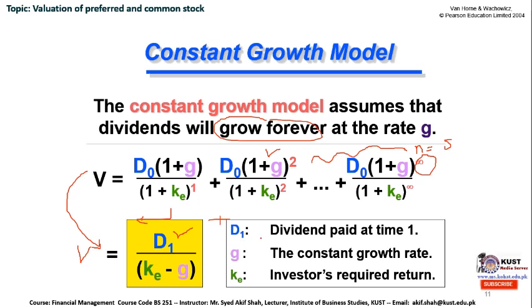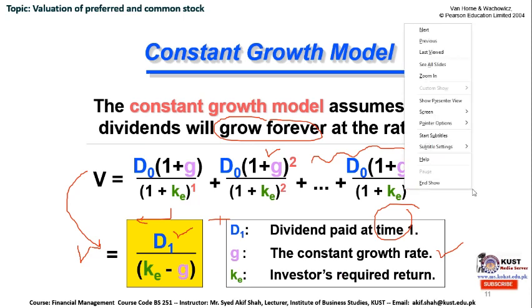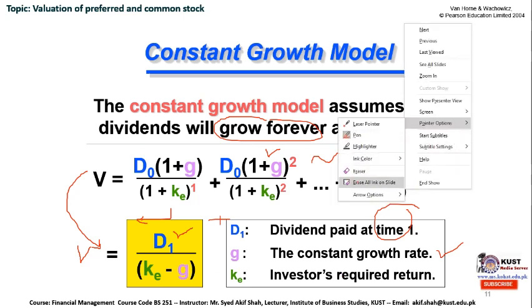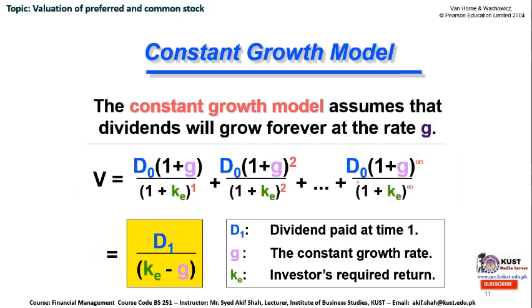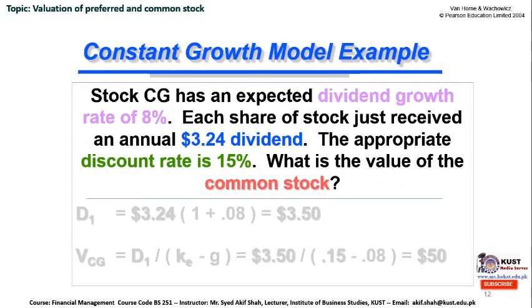Here D1, as I have explained earlier, is the dividend paid at time 1. G is the constant growth rate, which will be given in the question narration, and KE represents the investor's required rate of return. In the next slides, we'll have a solid numerical example to explain the constant growth model for calculating the value of a common share.